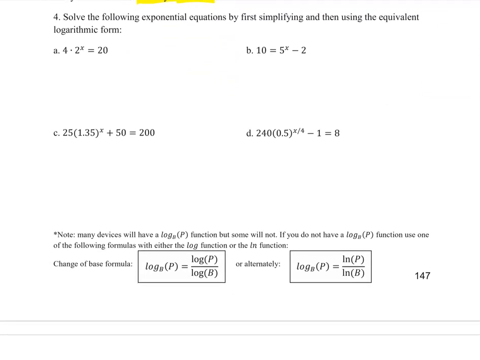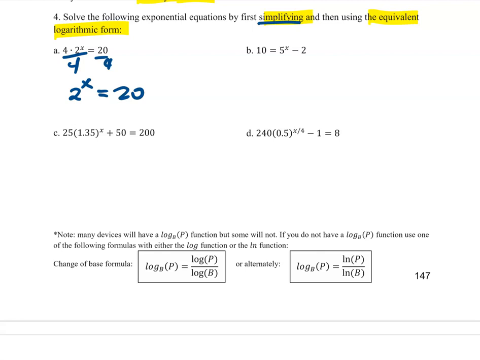Next set of problems. Number 4. Solve the following exponential equations by first simplifying and then using the equivalent logarithmic form. You should pay attention here because you will see these types of problems in your quiz next week. Letter A, 4 times 2 to the power of x is equal to 20. First, we need to simplify it by dividing both sides by 4. So this is now 2 to the power of x is equal to 5.